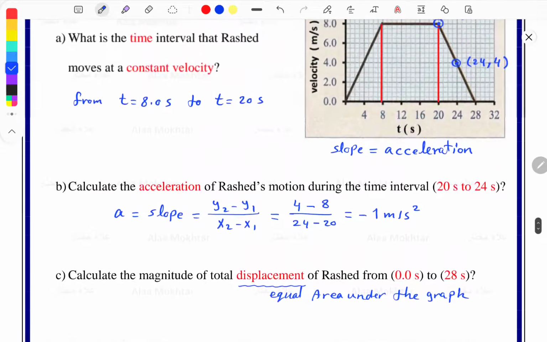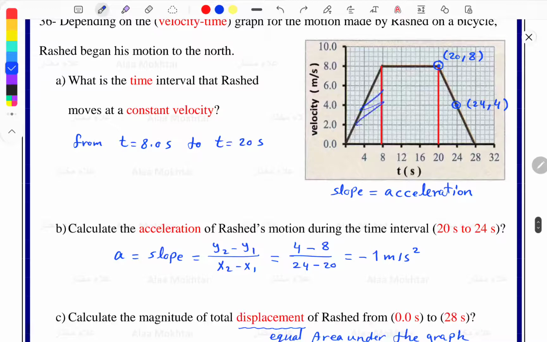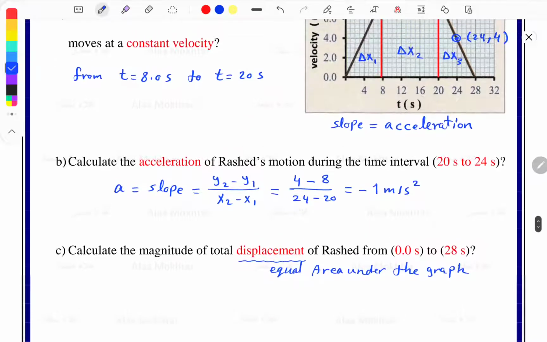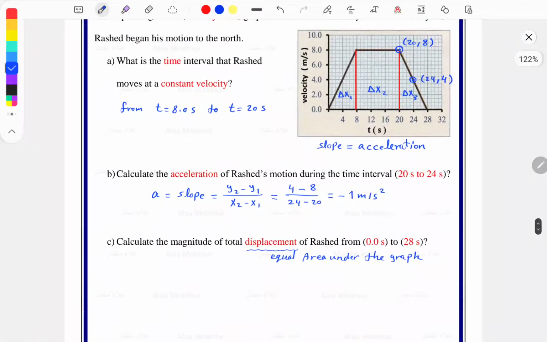If you look at this graph, he needs the total displacement from 0 to 28. So I need to calculate this area and this area and this area. I have 3 different areas. Area number 1, number 2, number 3. We can write it like that. Number 1 is delta x1, number 2 is delta x2, number 3 is delta x3, and add them together.